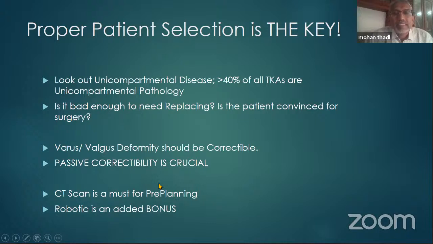The important thing is that the deformity has to be correctable. If it is not correctable passively, then the unicompartmental stage is lost. You miss the boat and you have to do a total knee. And the other thing here in robotic, particularly, is that a CT scan is a must for pre-planning.